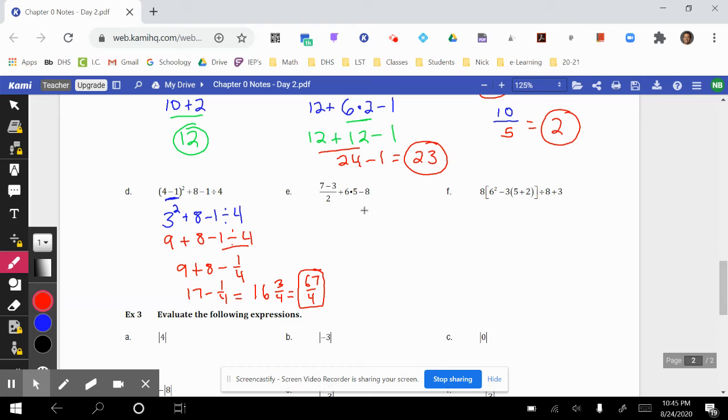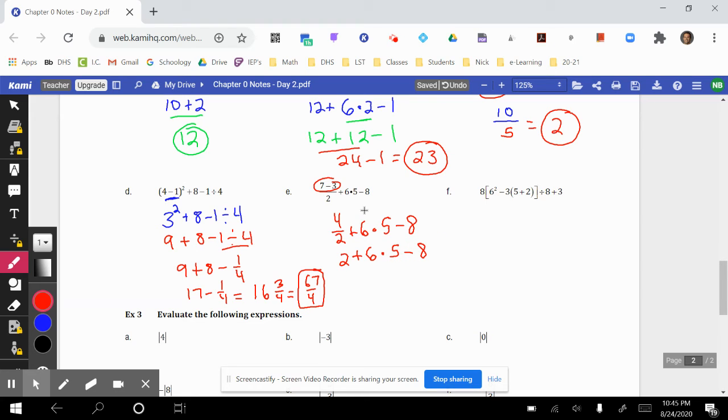Anytime we have a fraction, we want to take care of that first, right? We want to take care of the top here. So we have 7 minus 3 on top, which is 4/2, plus 6 times 5 minus 8. We said that this fraction sign is really a division. I have a division, addition, multiplication, and subtraction. I've got to take care of my division first. So we're going to do 4 divided by 2, which is 2, plus 6 times 5 minus 8.